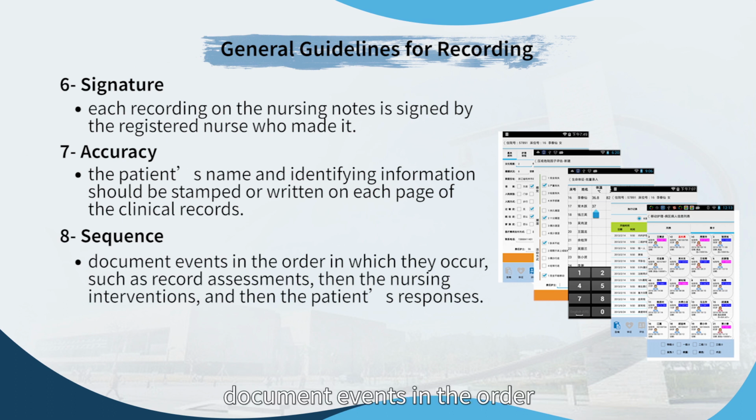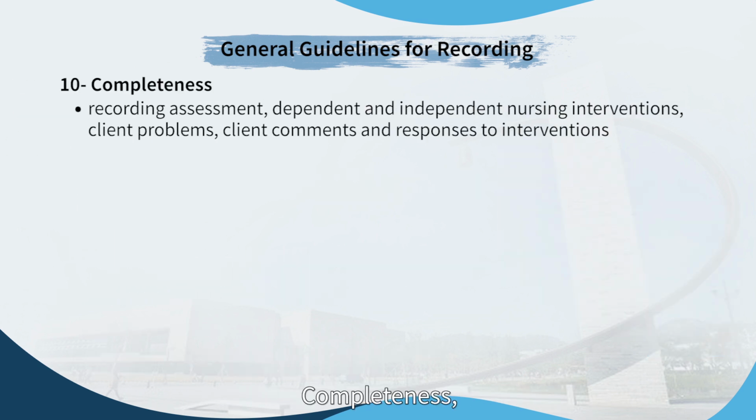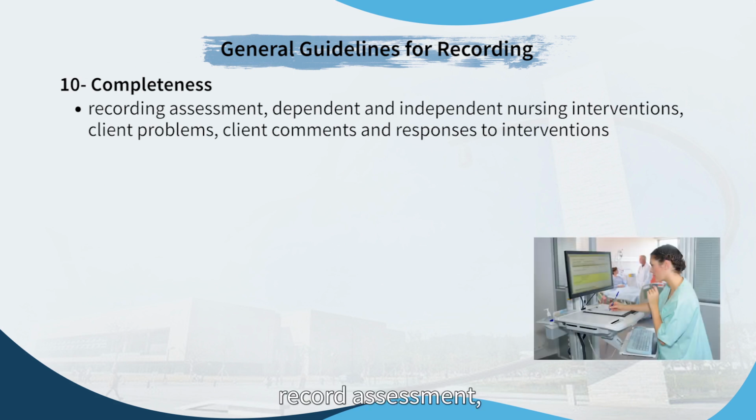Eighth, sequence. Document events in the order in which they occur, such as record assessments, then the nursing interventions, and then the patient's responses. Ninth, appropriateness. Record only information that pertains to the patient's health problem and care. Tenth, completeness. Record assessment, dependent and independent nursing interventions, patient problems, patient comments, and responses to interventions.